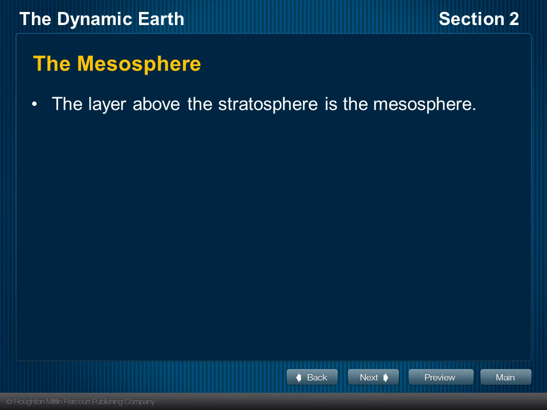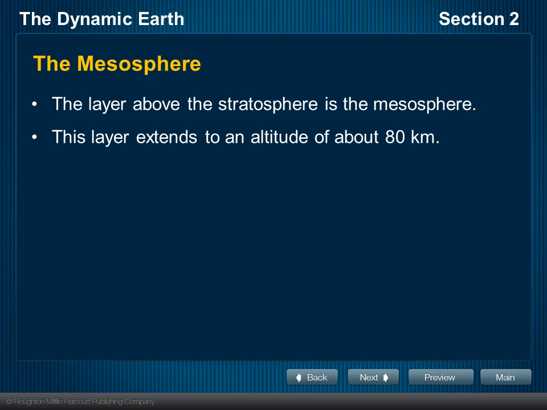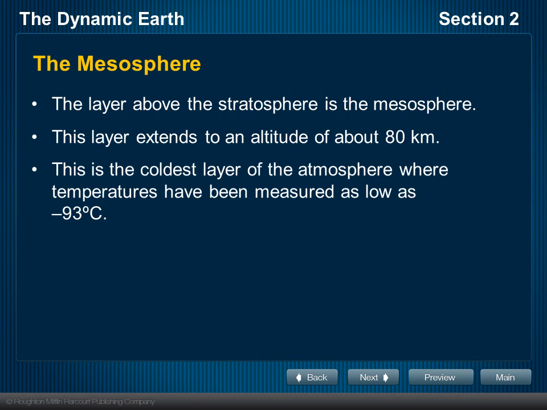As we continue to move, we move up into the mesosphere. This is the layer above the stratosphere. It extends up to about 80 kilometers. It is the coldest layer of the atmosphere. So, we said there are 4 layers as you move from the surface of the Earth up. We've mentioned 3. The mesosphere is the 3rd one. And yet, even though there is one above it, the mesosphere is the coldest. Temperatures have been measured as low as negative 93 degrees Celsius within the mesosphere.